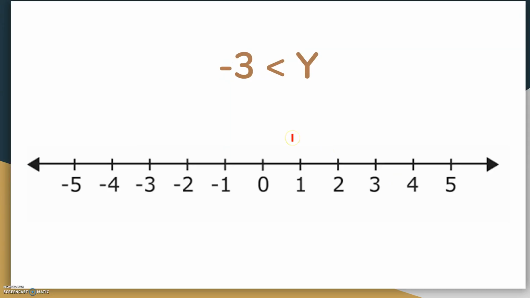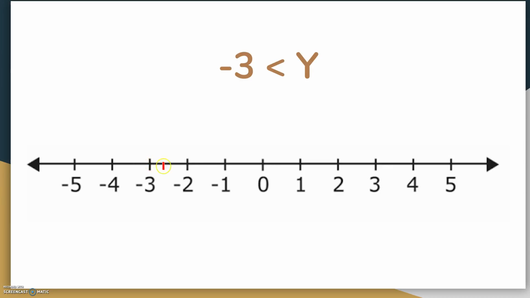Our next example, we have negative 3 is less than y. So again, we're going to start at our point, which is negative 3. We're going to look at a point to the left of negative 3. So for example, we can look at negative 4. So if we plug negative 4 in for y, we find that this is not true because negative 3 is not less than negative 4. So we don't want to graph the things on the left side of the graph.